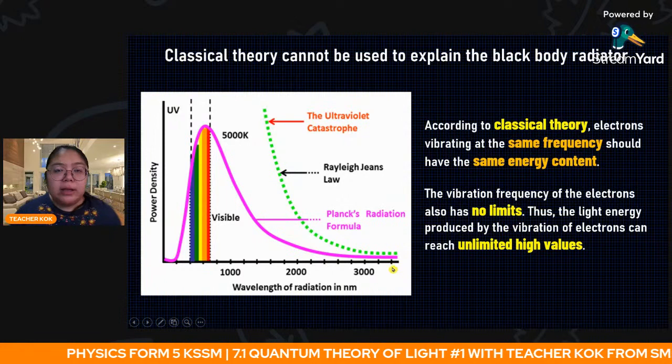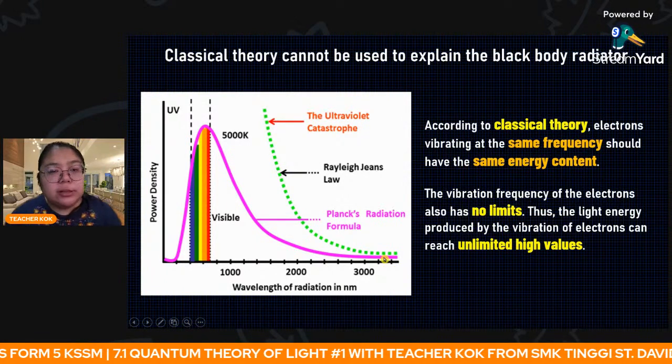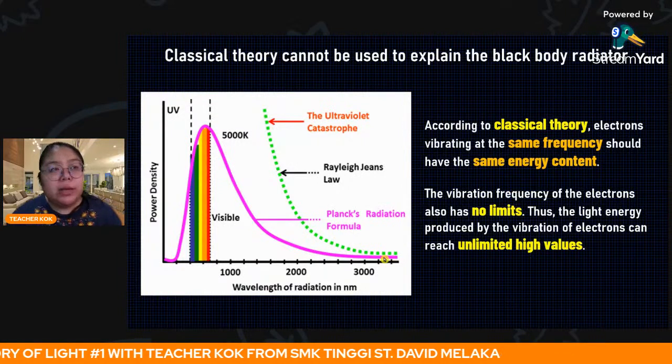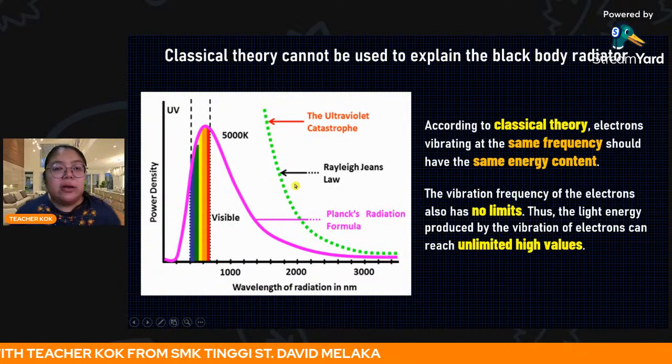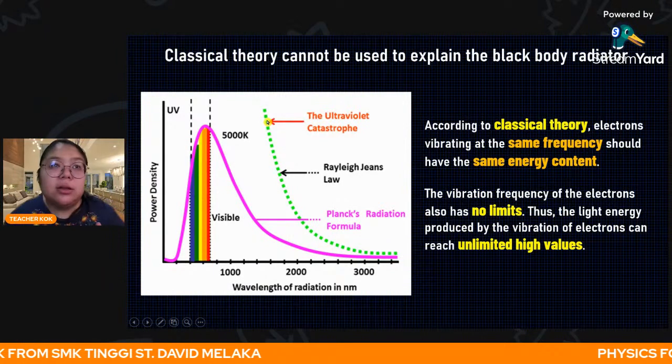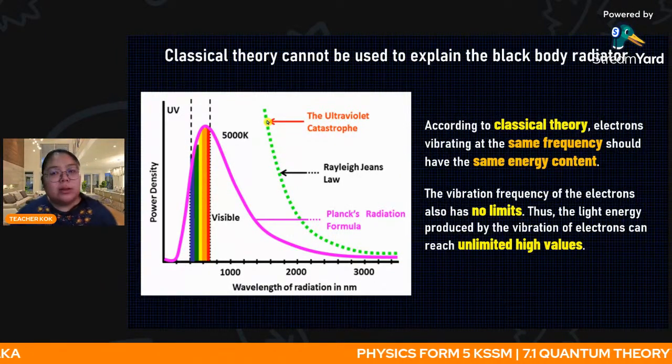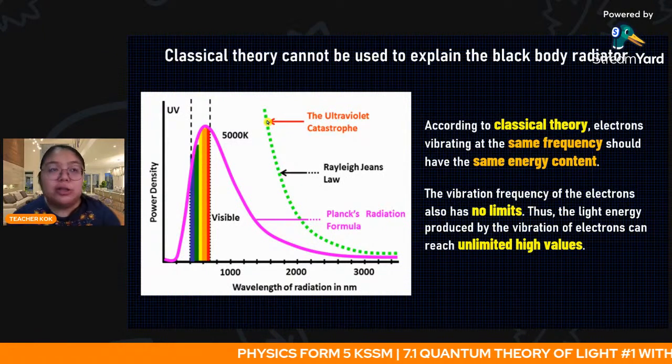So that means when you just make the temperature increase, the frequency of the vibration of the electron will continue to increase. Then after that, they increase until unlimited. Okay, unlimited light intensity. So this one is what the classical theory mentioned.